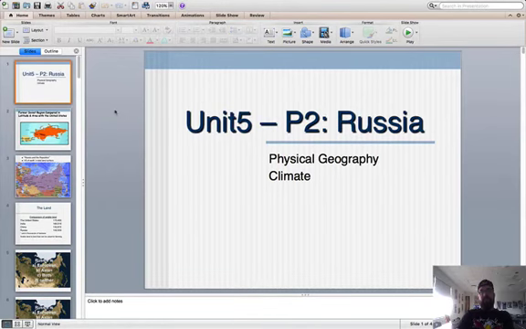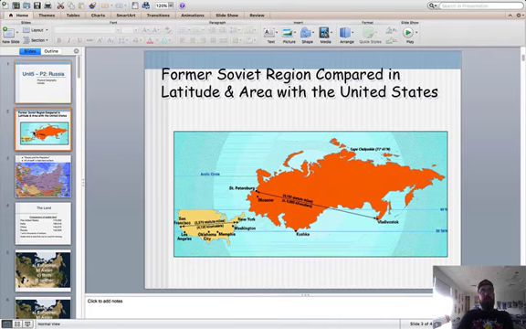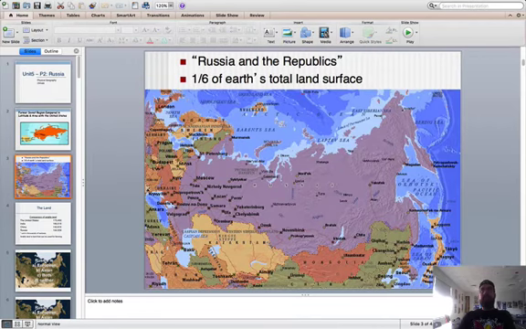All right, so this is presentation 2 for Unit 5 over Europe, and today we're going to look at the physical geography of Russia. I showed you this in the first presentation, just comparing the size of Russia to the United States. So Russia's a lot bigger. It takes up a sixth of all the land on Earth. It goes through about 11 or 12 time zones, so it's about half of all the time zones we have. So it's huge. Just to give you a perspective, it's closer from here to London than it is from one side of Russia to the other. It expands a great distance.